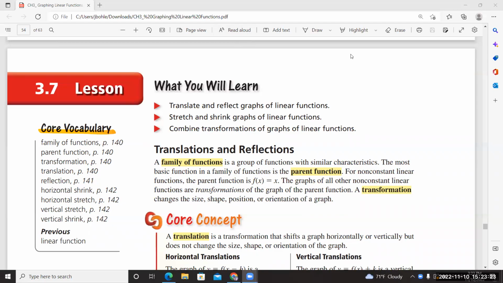Okay, folks, we are going to work on chapter 3, lesson 7, which is translations and reflections of linear equations. We're going to focus on two things. First is that you can translate and reflect graphs of linear equations, and then you're going to also be able to stretch and shrink those same things.